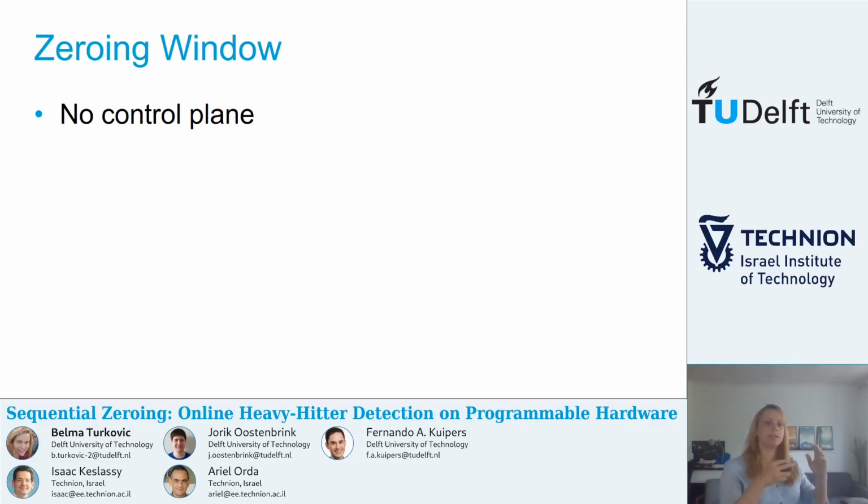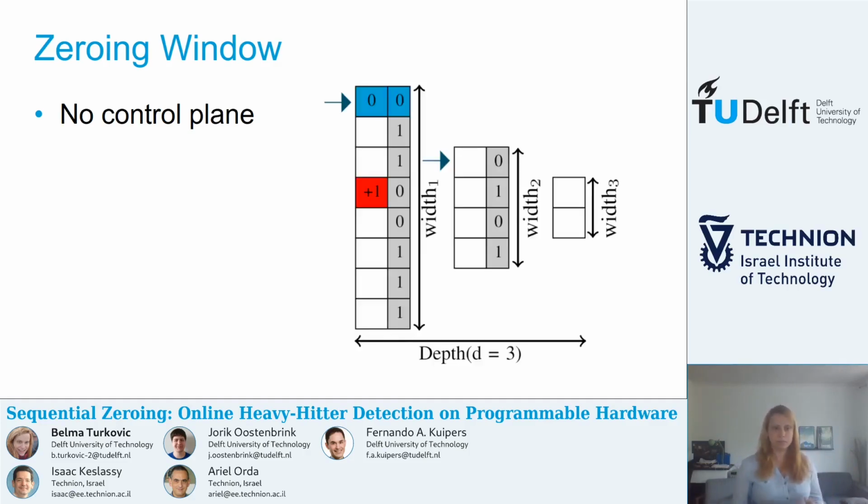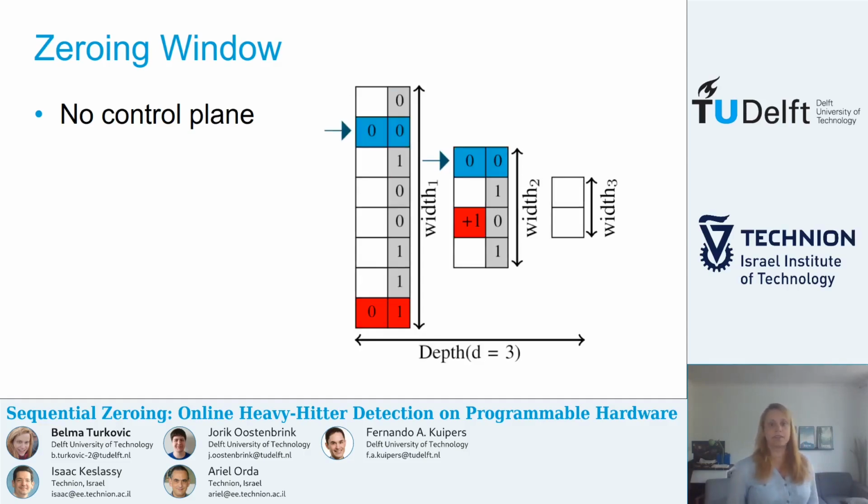Thus, every n divided by width packets, we reset one of the counts. I'll quickly demonstrate this. First, we start by resetting the first counter. Then, after n divided by k packets are processed, we reset the second counter using a sequential index. This way, we effectively go through the whole counting structure and reset the whole counting structure every n packets.